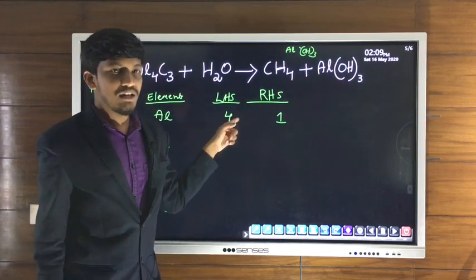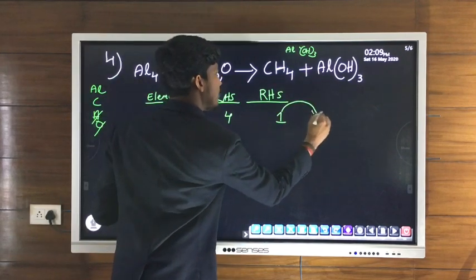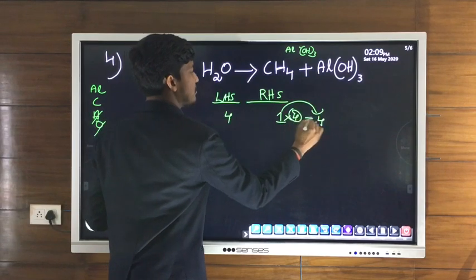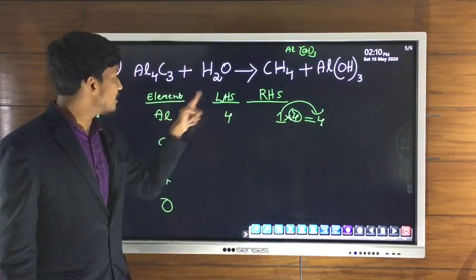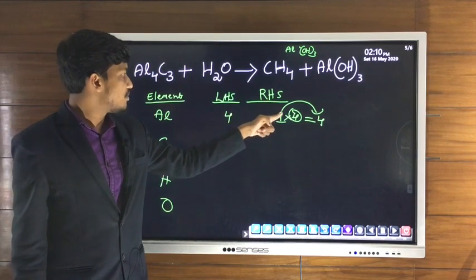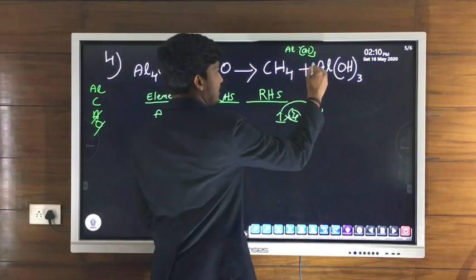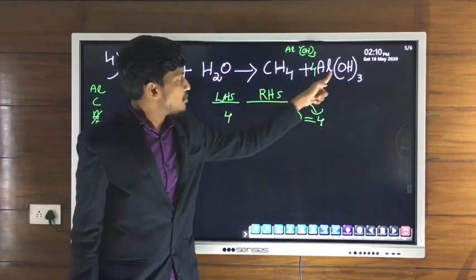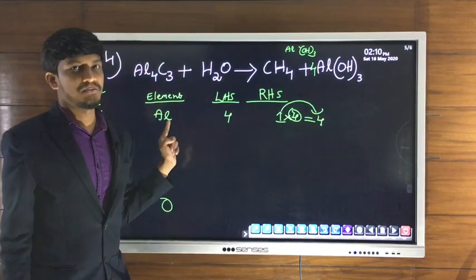So now how can we equalize 1 into 4? How can we change it? Multiply by 4. That means we have to write the coefficient of Al on the RHS, which should be 4. That we have 4 Al. 4 into 1, 4 Al.